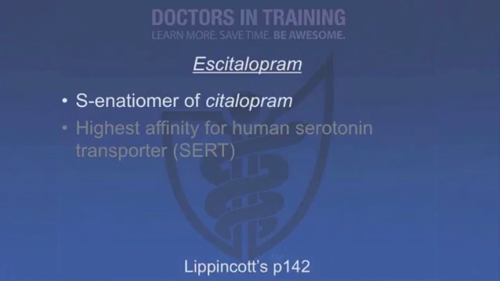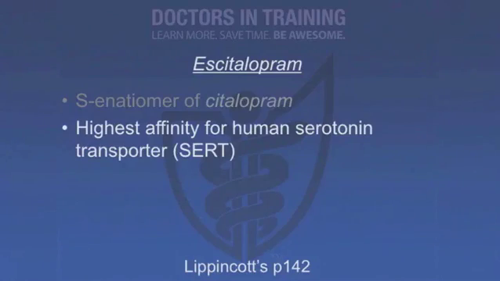Next is escitalopram. This is the S enantiomer of citalopram. Of the SSRIs currently on the market, this has the highest affinity for the human serotonin transporter, also called SERT. It is FDA approved for major depressive disorder, generalized anxiety disorder, social anxiety disorder, and panic disorder.